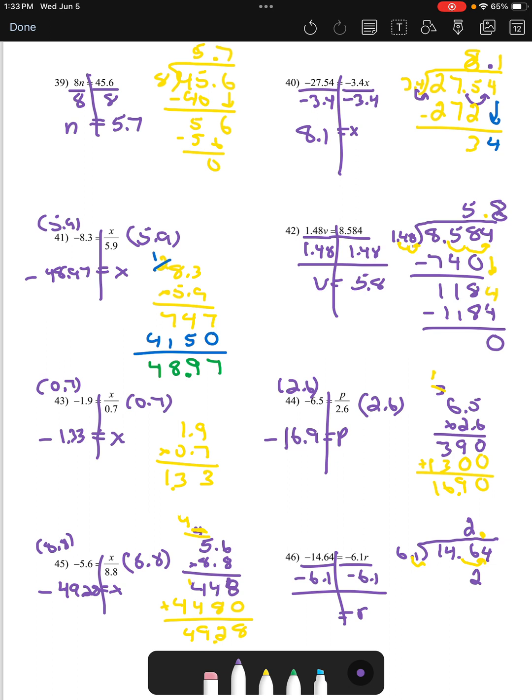61 and 146, that's probably going to be 2. 2 times 1 is 2. 2 times 6 is 12. When I subtract those, 6 minus 2 is 4. 4 minus 2 is 2. 24 is less than 61. We're good. Going to drop our 4 then.